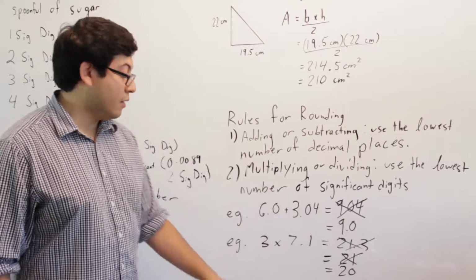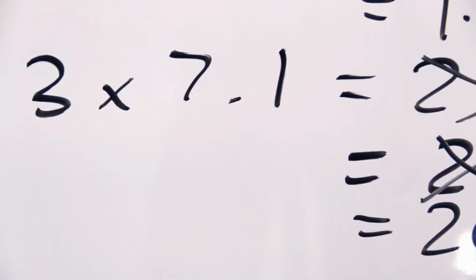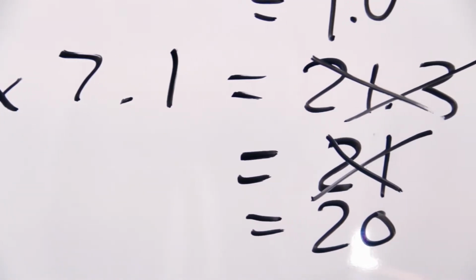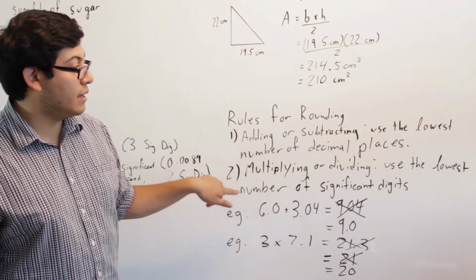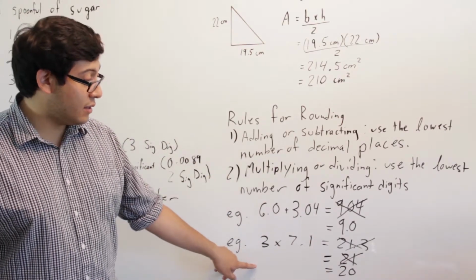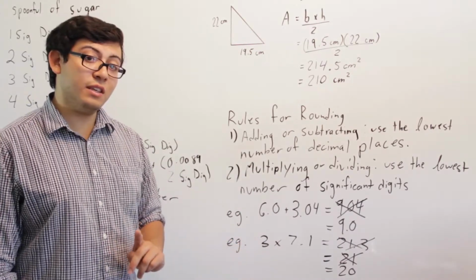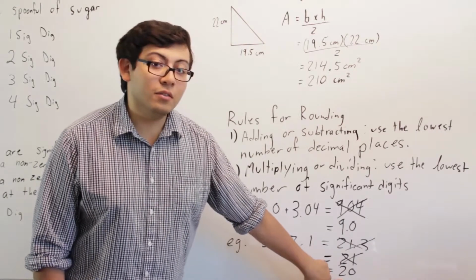So right there. Here, if we have 3 times 7.1, it's not 21.3, which is the actual mathematical answer, because that has the wrong number of digits. It's not 21 either, because Rule 2 says use the lowest number of significant digits of the initial values, so 3 only has one significant digit. So when you actually work it out, it's 20 because only that 2 is significant.